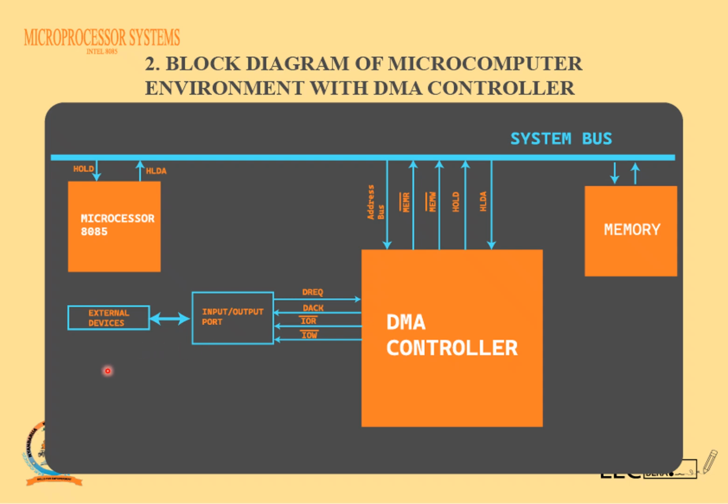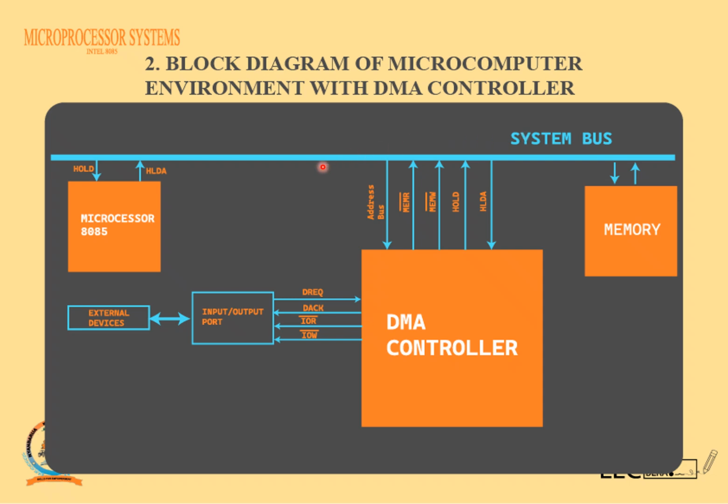Now in that port is where we are going to connect our external devices. This can be either storage devices or sensing devices. Now then, between the DMA controller and the rest of our computing environment, we are going to connect the following signals, which is very, very important. The address bus signal, the memory read signal, memory write signal, hold signal, and hold acknowledge signals. These are the signals which are going to be interfaced with our system bus.